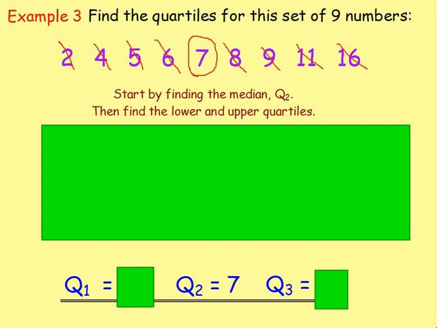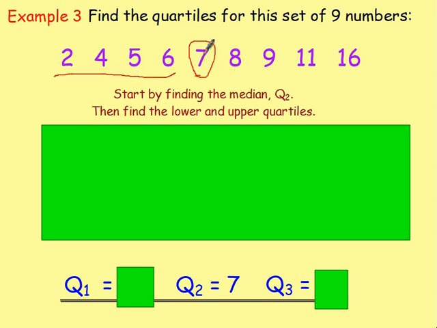What do we then do? Well, once we've got this 7, again, I'll get rid of those crossed out bits. I'll put that circle back around the 7. And we're now needing to get our lower quartile and our upper quartile. So for our lower quartile, because we have taken the 7 out as the median, we're now forgetting about it, we're now ignoring it, and we're looking at these 4 numbers here.